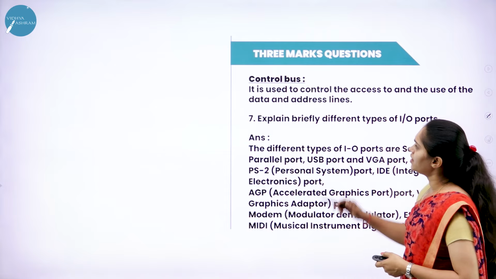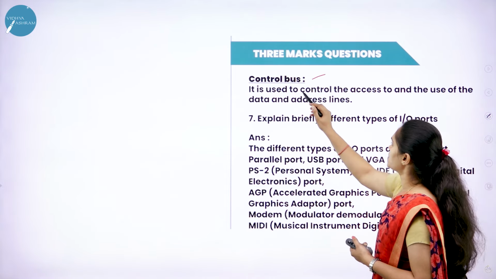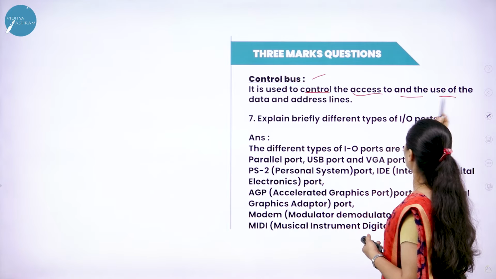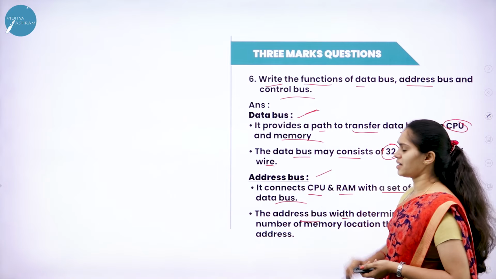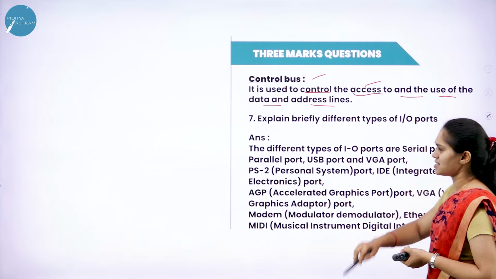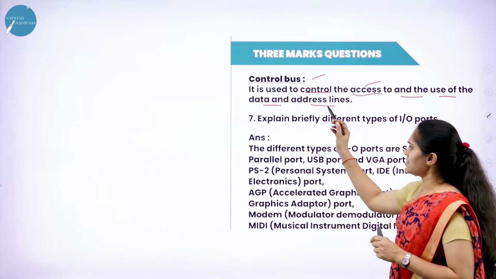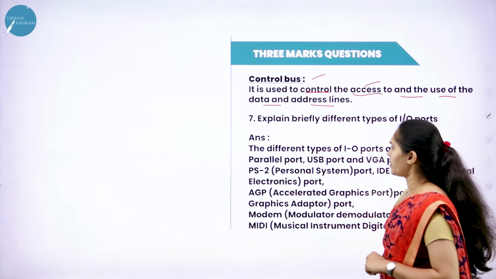And then we have a control bus. So why are we going to use this control bus? It is used to control the access to and use of the data and address lines. So we have data and address lines. The control bus is used to control and coordinate the accessibility to the data and address lines. This is regarding this question. We'll see the next question.